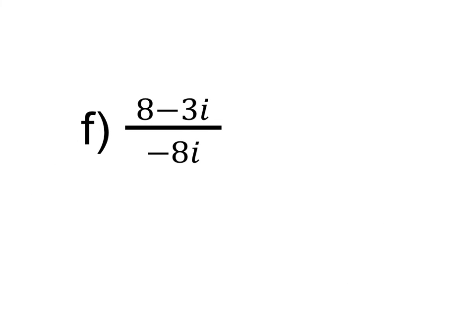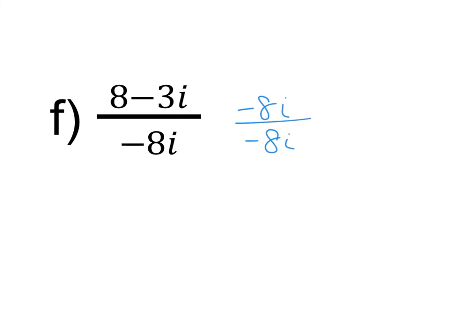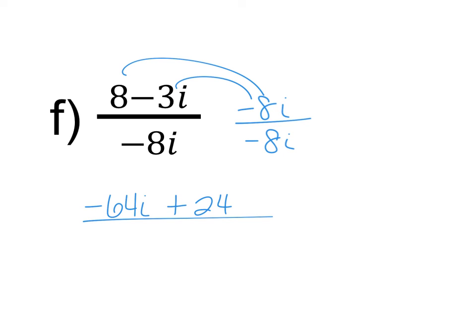It's kind of a similar problem. So let's go ahead and multiply this by what's in the bottom, because there's only one term. So by negative 8i. Looks like we need to distribute the top, so that would be negative 64i, and then positive 24i squared. Okay, and then the bottom would be what? Negative 64i squared. Clean it up. This becomes negative 24. This becomes positive 64.